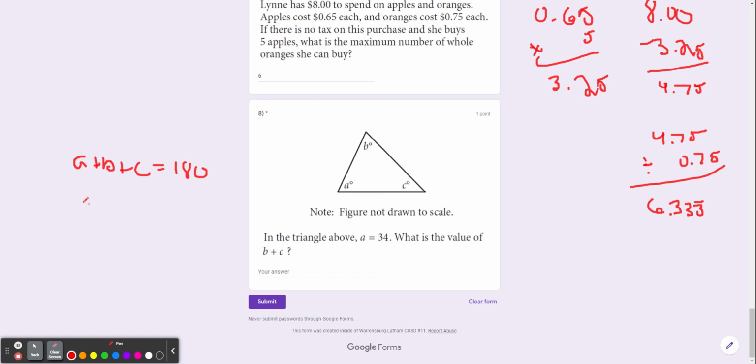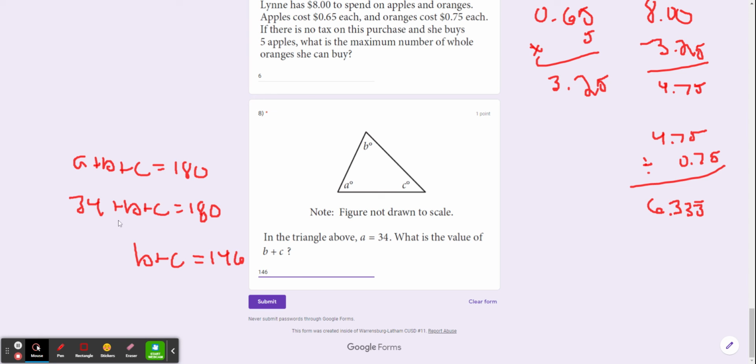equals 180, but I know that A is 34. So 34 plus B plus C equals 180. If I subtract 34 across, I get B plus C equals 180 minus 34, which comes out to be 146. I can't solve for B and C separately because I've got 2 variables, but that's not what the question is asking. It says, what is B plus C? Well, B plus C is 146. And there's the end of our solutions.